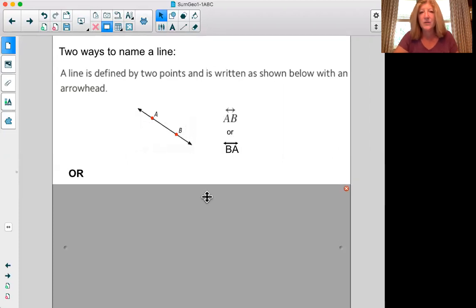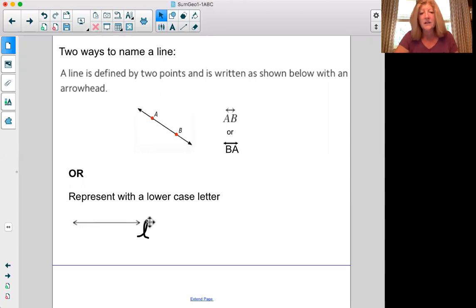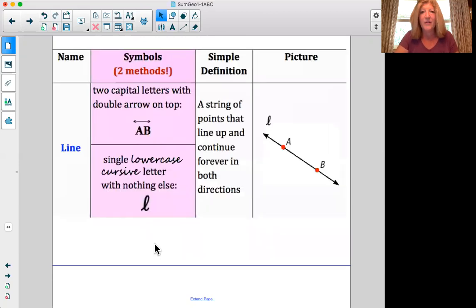Now there's another way you could name a line. Another way you could name a line without using the points is to just put a label on it. A lowercase cursive label. And notice this label is a lowercase, and when I name the line using a lowercase, I do not use the double-headed arrow above it. So here's a summary slide. To name a line, you can either use 2 capital letters with a double arrow above it, because they're capital letters because they represent points, or you can use a single lowercase letter and you do not put the arrow above it.